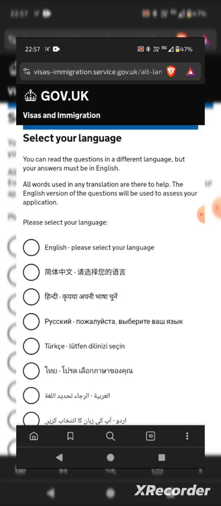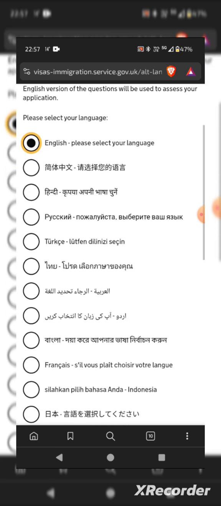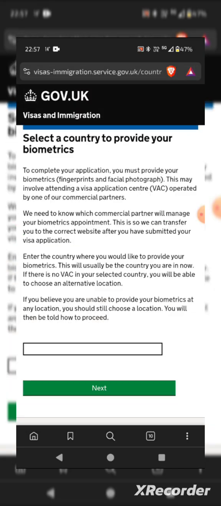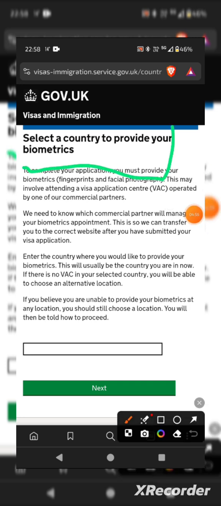And then this is the application that has started. You select the language that you would want to do the application in. Obviously most people choose English. Then you click on next. Then here you select the country to provide your biometrics. This biometrics is what you will be doing at either the TLS or the VFS, depending on the country where you are.